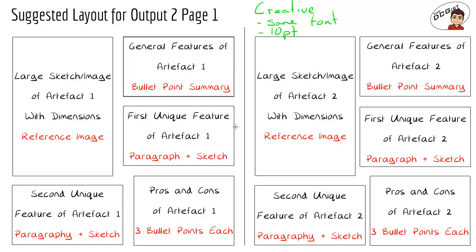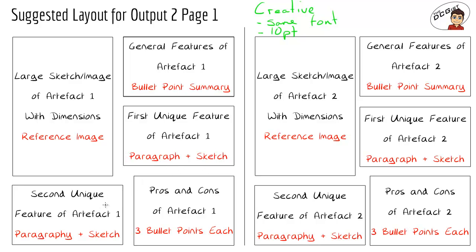Then you'll look at the first unique feature that your artifact 1 has, and that'll be a paragraph and a sketch. So what is it that makes your first artifact special and makes it stand out? You'll be writing about that and putting in a sketch, just trying to explain your feature. Okay, the sketch doesn't have to be of the entire mouse. It just has to be showing that feature that you're trying to talk about.